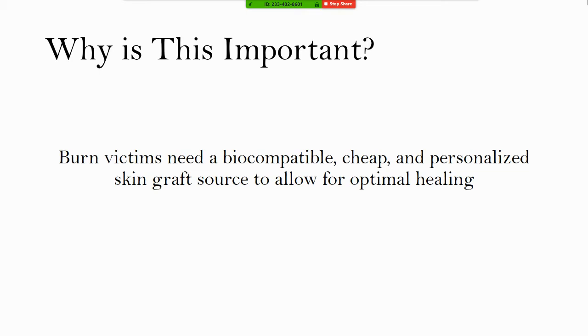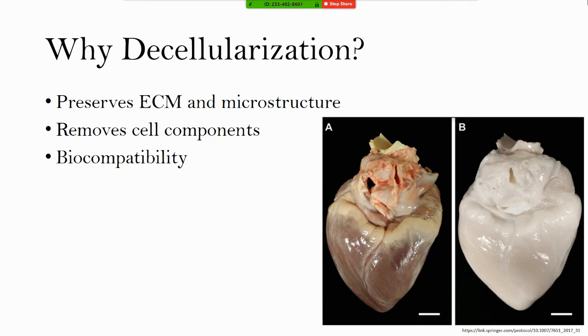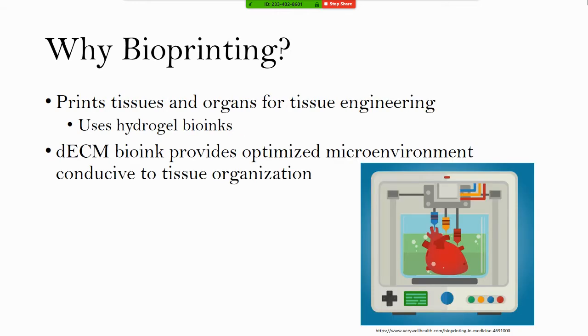allow for optimal healing. Now, the goals for our project are: one, to design a procedure to create a decellularized extracellular matrix, or DECM for short, out of murine epithelial tissue. And our second goal was to design a procedure to create a bioink using DECM to bioprint skin for burn victims. Now, the reason why we use decellularization was because it's very biocompatible. It removes cellular components and preserves the ECM and microstructure of the tissue.